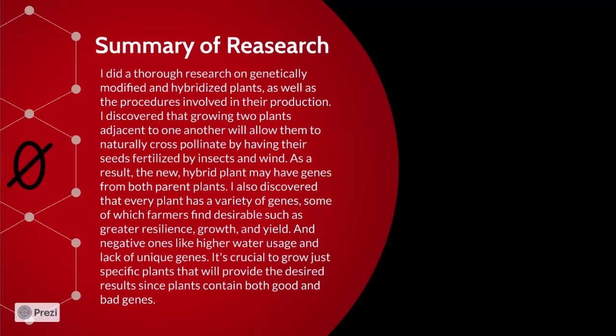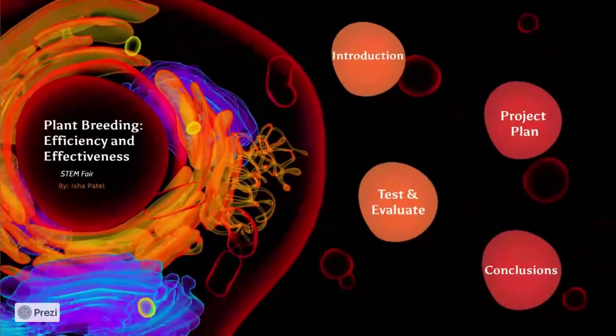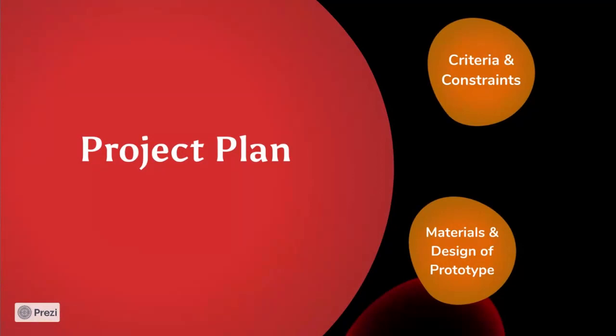I also discovered that every plant has a variety of genes, some of which farmers find desirable, such as greater resilience, growth, and yield, and negative ones like higher water usage and lack of unique genes. It's crucial to grow just specific plants that will provide the desired results since plants contain both good and bad genes. Project plan. Criteria and constraints.